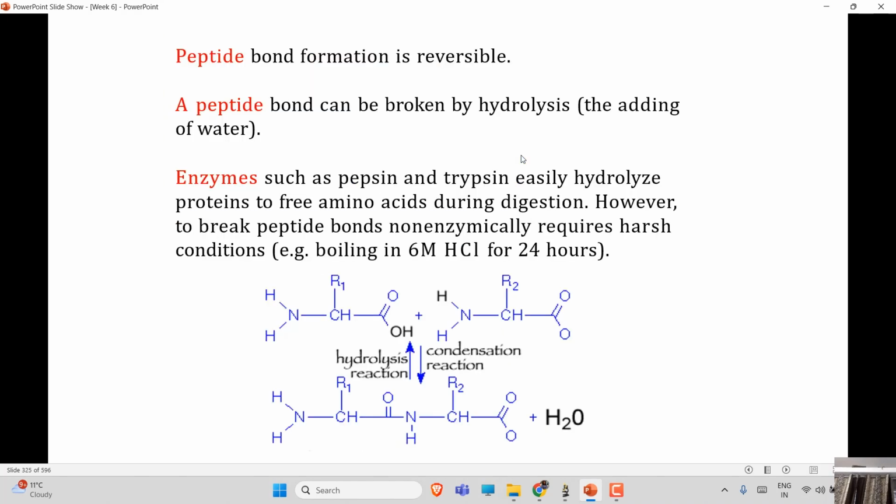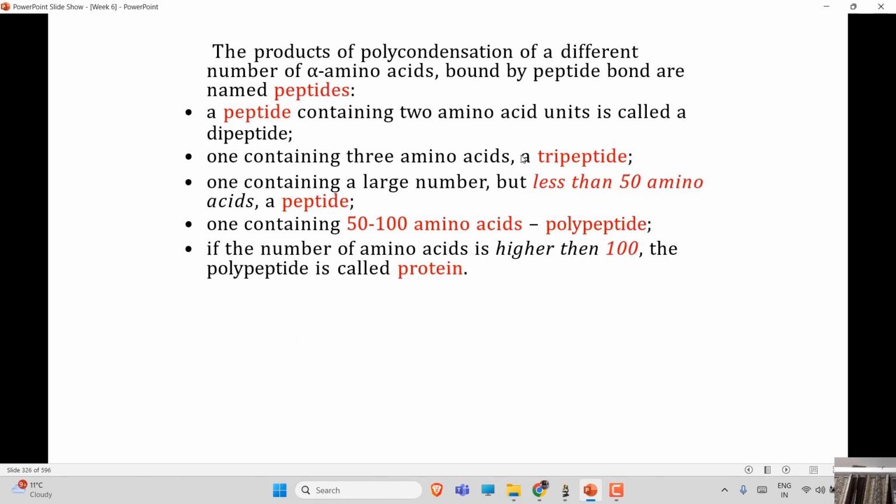A peptide bond formation is reversible. A peptide bond can be broken by hydrolysis, the addition of water. Enzymes such as pepsin and trypsin hydrolyze proteins to free amino acids during digestion. However, breaking peptide bonds non-enzymatically requires harsh conditions like 6 molar HCl and 24 hours.